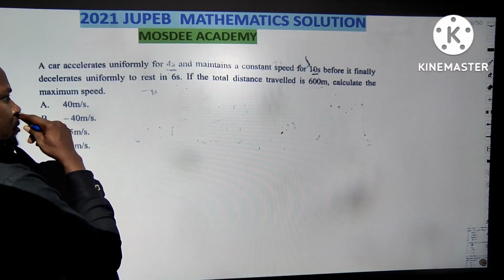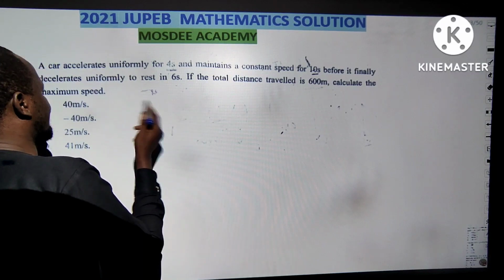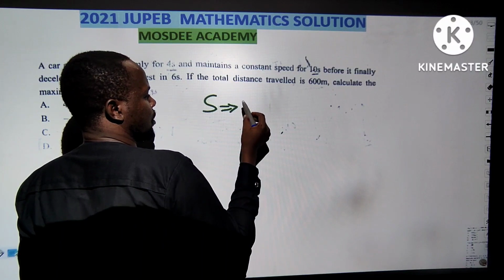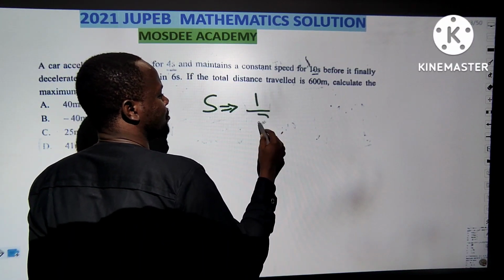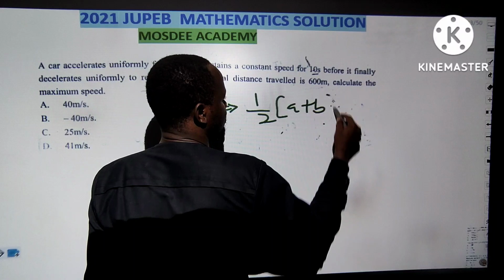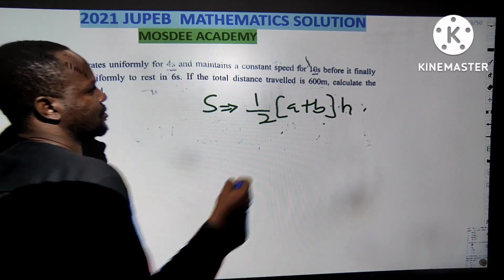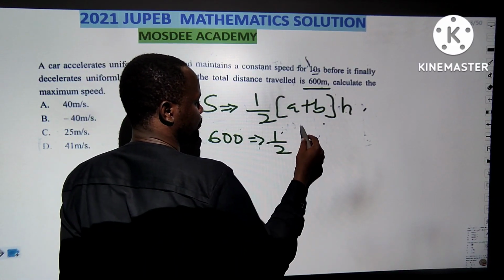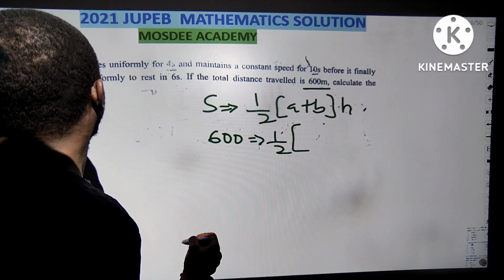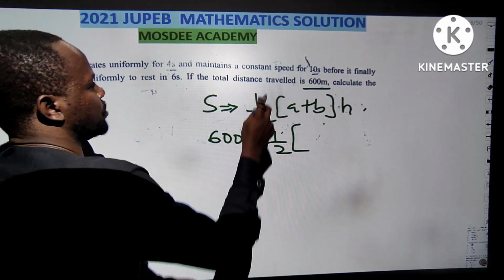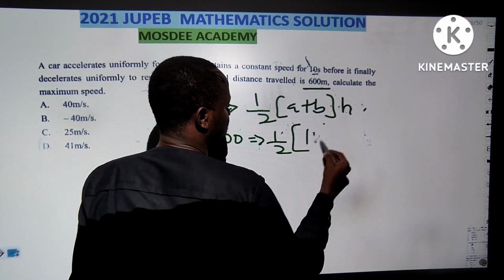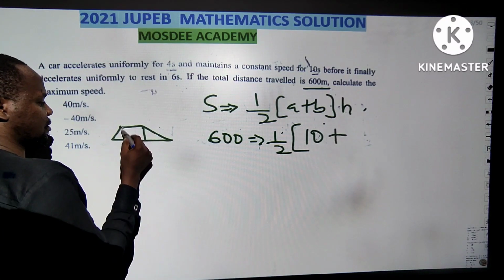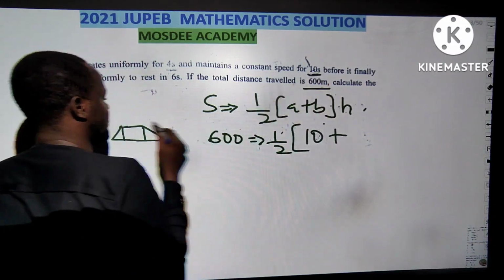Now we have a question on physics. I'm not drawing anything for you guys. I hope you can draw. S equals, I'm going to use the area under a trapezium because this is a trapezium. Half (A plus B) H. Total distance travelled was 600, equals 1 over 2. The constant speed is the A from the trapezium. Draw a trapezium, no time, please. At constant speed will be the first A, which is 10.